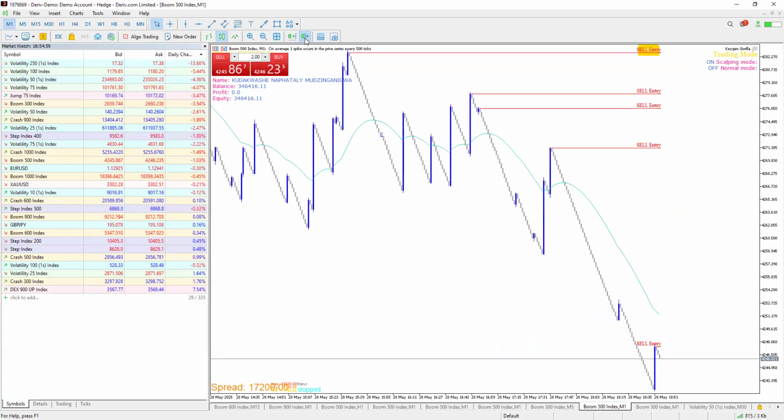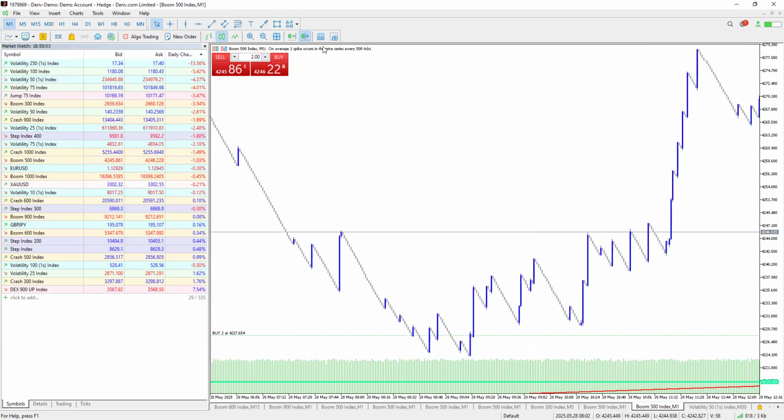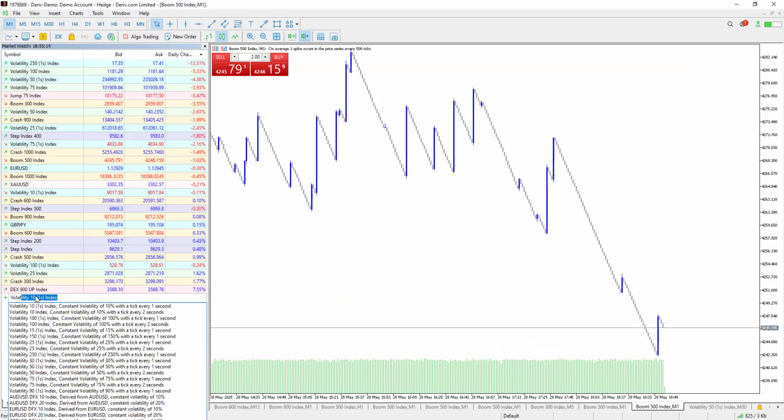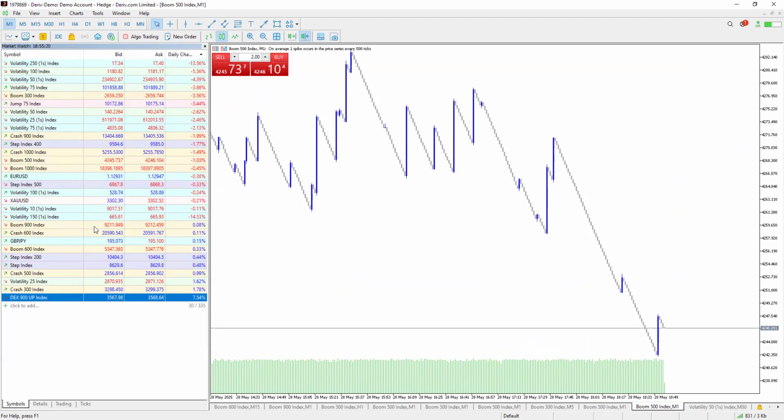Let me do this. Yeah. Okay, don't mind this one. It's a system. We don't want to work with that one. So where is V51 at? V50. Let me search for it. 150. 150S is it? Right. Yeah. So here is your volatility 150S.